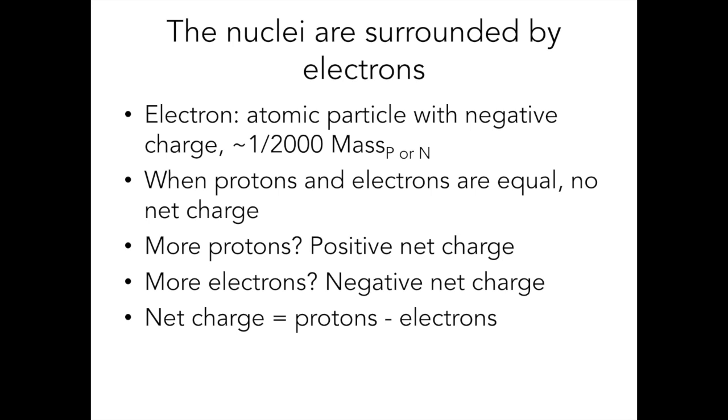When the number of protons and electrons is equal, they don't have any net charge. They are neutral. If you've got more protons than electrons, you've got a net positive charge. If you have more electrons than protons, you have a net negative charge. So to calculate the net charge, you subtract the number of electrons from the number of protons. And how do you do that? More on that to come.